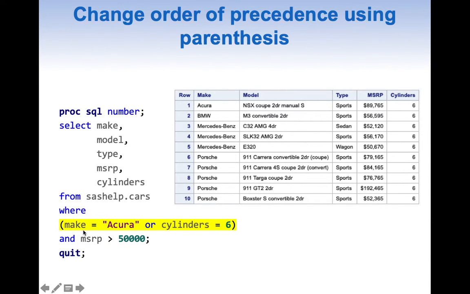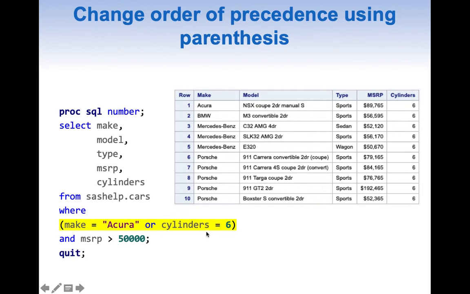First, make equal to Acura or cylinder equal to 6 will execute. As we have an AND condition after this parenthesis, the results which we have got, that is make equal to Acura or cylinder equal to 6, should also have MSRP greater than 50,000, and only then will we see the results. Now let us look into the results to understand it better.